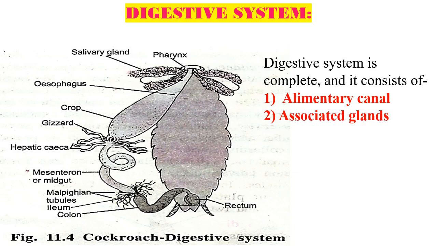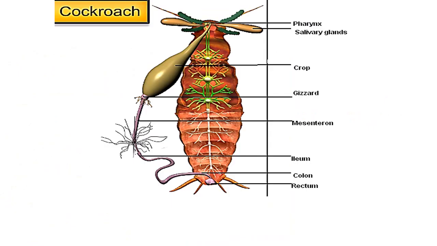be the associated glands. Now, if we see the digestive system of cockroach, generally it starts with the mouth, then it leads to the buccal cavity, then it leads to the pharynx, then the esophagus, then the crop, followed by the gizzard, then the midgut or mesenteron, and the hindgut that consists of ileum, colon and rectum, ending into the anal opening.